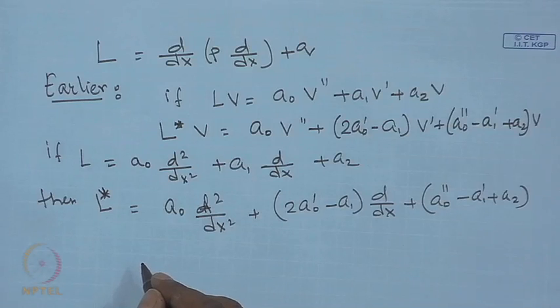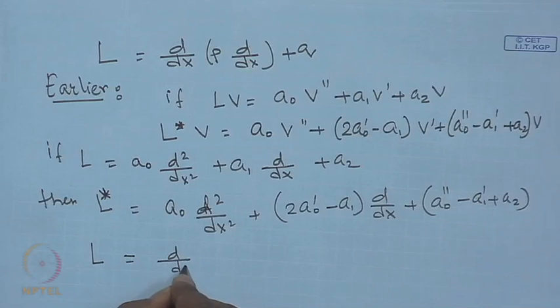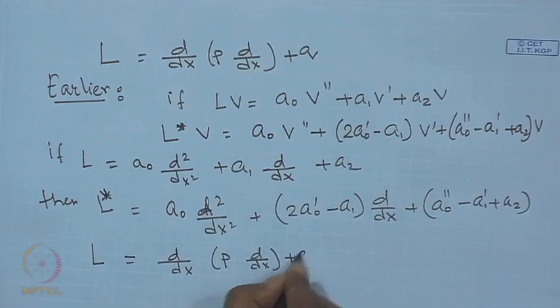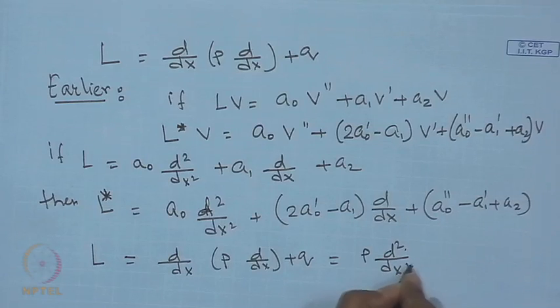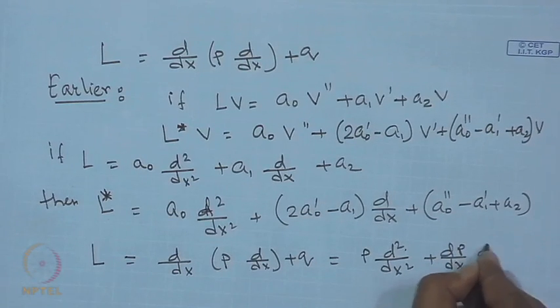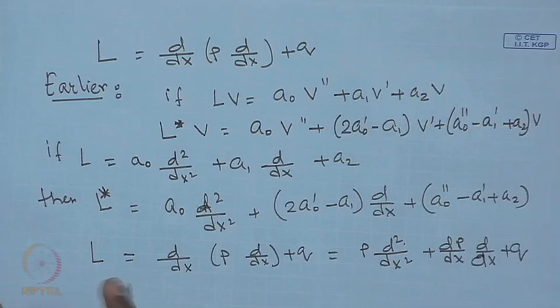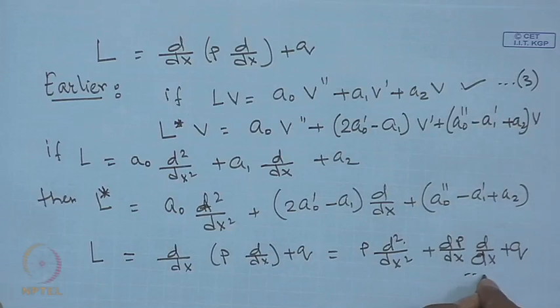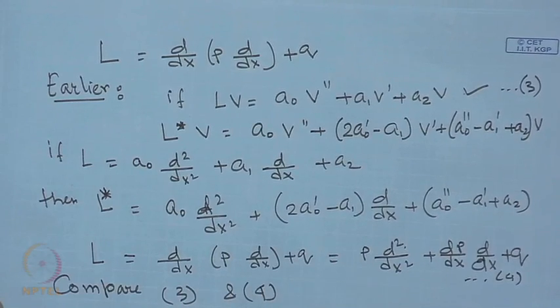So, therefore, we can compare this equation with the earlier one, where the operator was written as d/dx of (p d/dx) plus q. So, therefore, it is p d²/dx² plus dp/dx d/dx plus q. We can compare this equation with this equation, labelling them 3 and 4, and get different values.